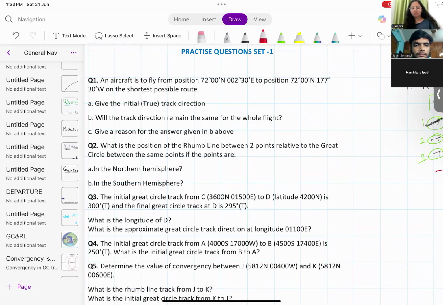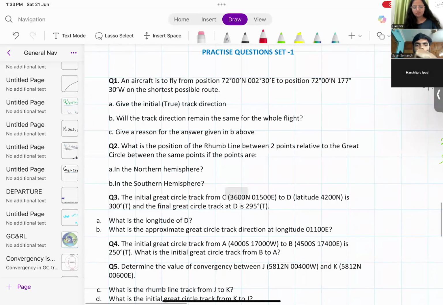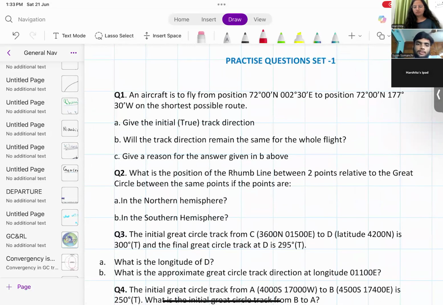Aircraft is flying from this position. The position is 72 degrees 0 minute north, 2 degrees 30 minutes east, to position 72 degrees 0 minute north and 117 degrees 30 minutes west, on the shortest path possible. What is the question asking? The initial true track, right? Yes, ma'am. First part.